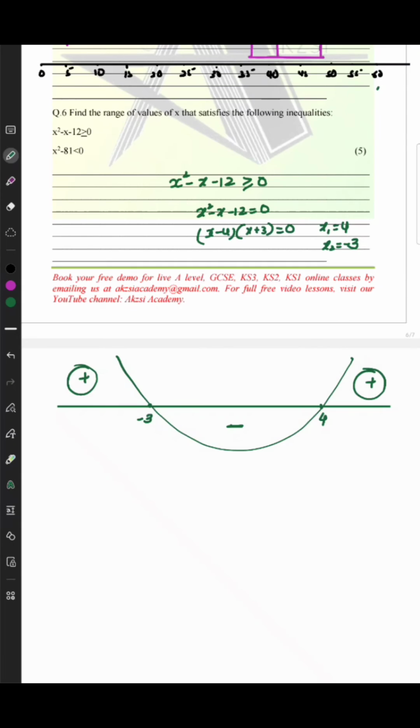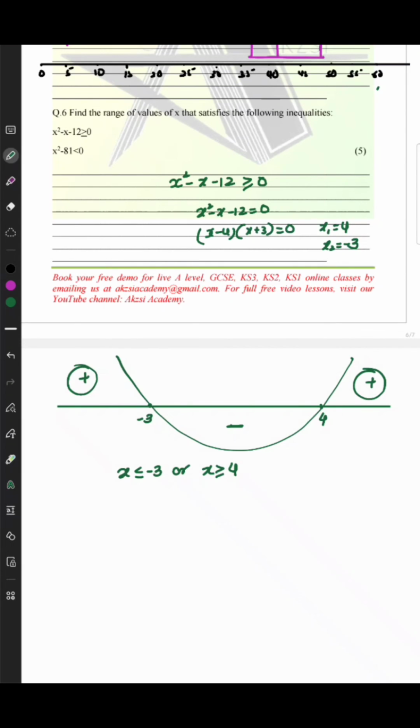And then we have to look for the inequality. This says greater than or equal to, that means they are asking you to find those positive regions, because y is greater than or equal to 0. That's what it means. So we have to find where all the values of y are positive, and obviously where I have made the positive sign here, you will find all the values of y positive, because that's above your x-axis. So the answer will be x is less than or equal to negative 3, or x is greater than or equal to positive 4.